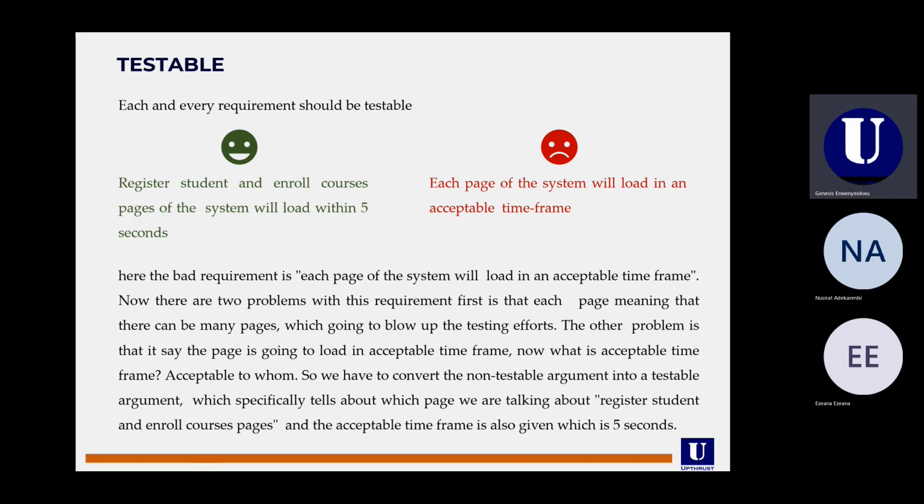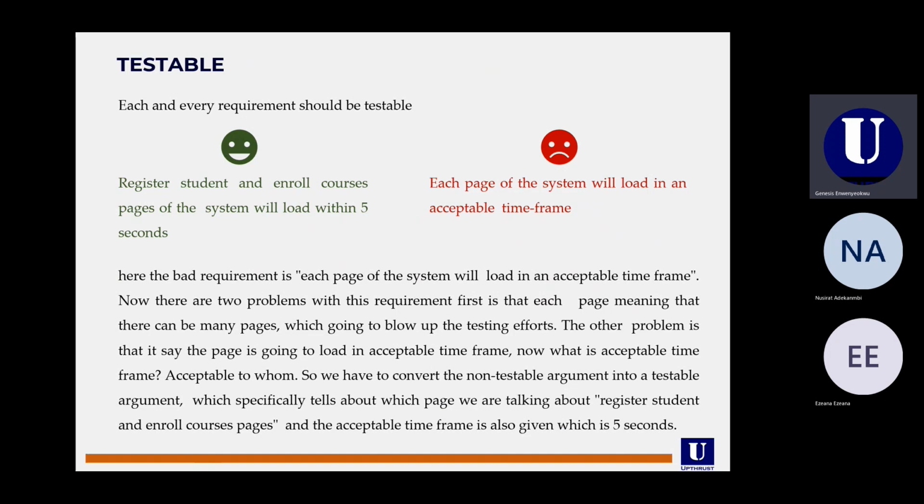So you could say the register students and enroll courses page of the system will load within 5 seconds. It means that when we are testing this feature of student registration and course enrollment, if the page does not load within 5 seconds, then we know that the implementation has failed. We report that the test failed and they need to go and rebuild to ensure that these pages load within 5 seconds. In this way, our requirements are testable, right?